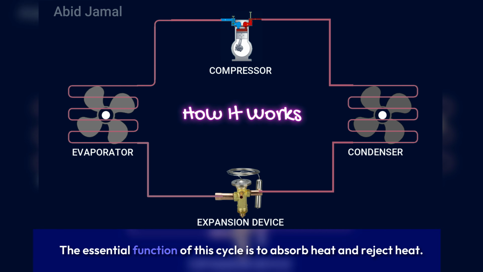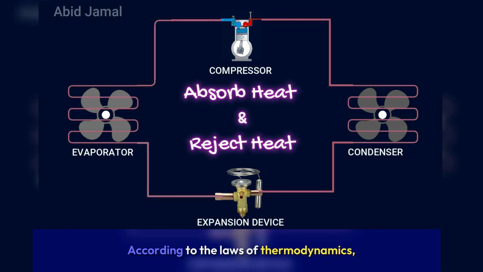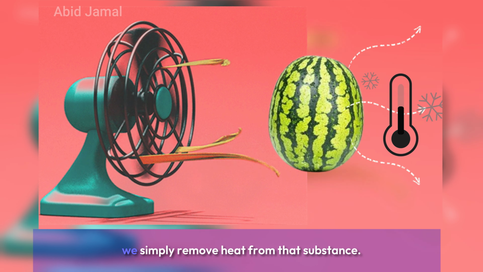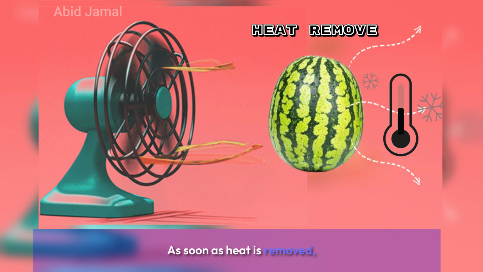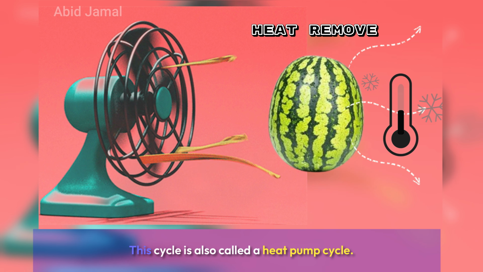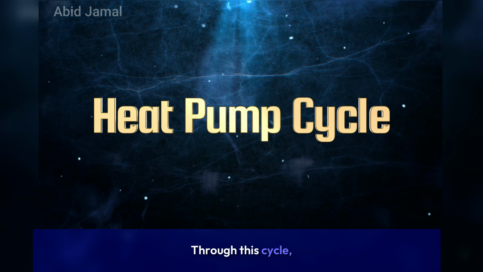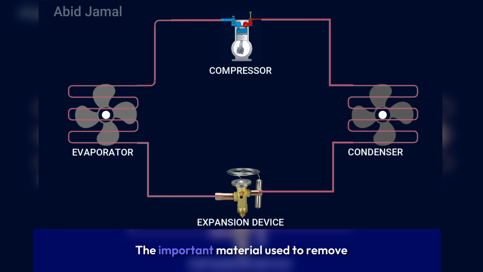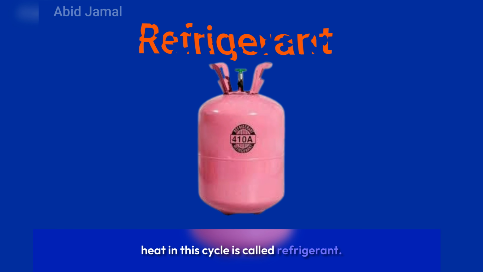The essential function of this cycle is to absorb heat and reject heat. According to the laws of thermodynamics, we don't cool any substance, we simply remove heat from that substance. As soon as heat is removed, the object cools. This cycle is also called a heat pump cycle. Through this cycle, we remove heat from the area we need to cool. The important material used to remove heat in this cycle is called refrigerant.